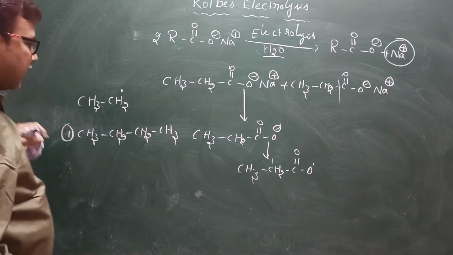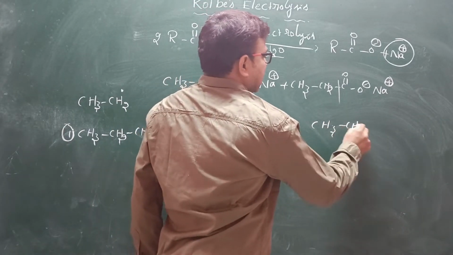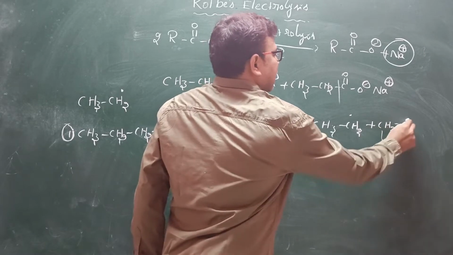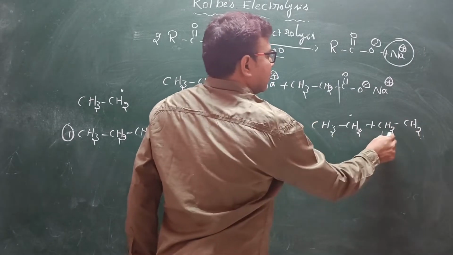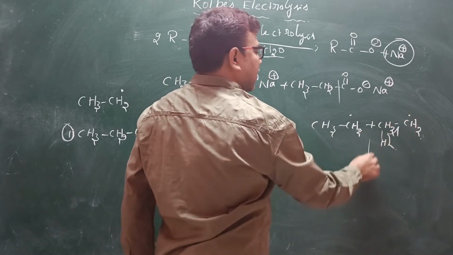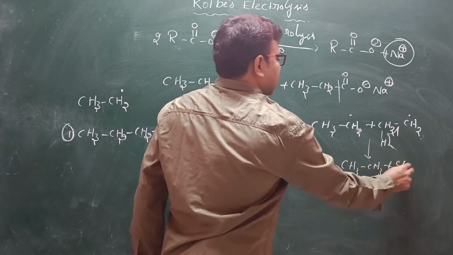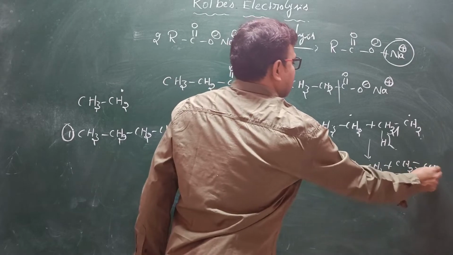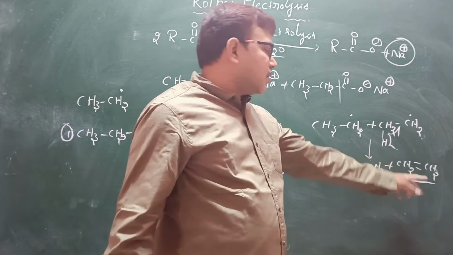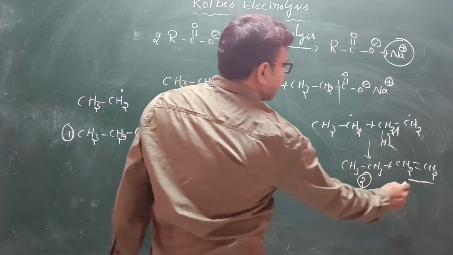So another possibility. CH3CH2 free radical reacts with another CH3CH2 free radical to give ethane, CH3CH3, plus ethene, CH2=CH2. So this is product number 2, and this is product number 3.